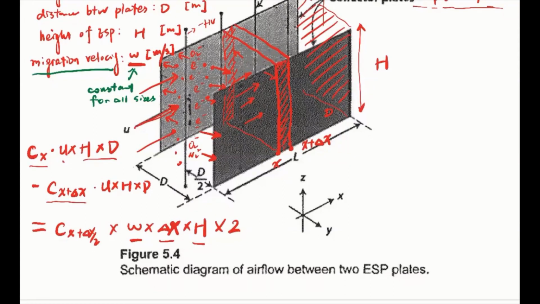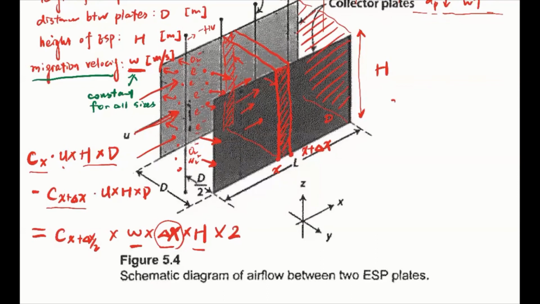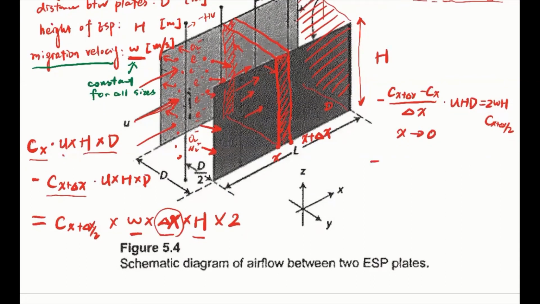So you can see later on how we can use the concept of limit to build a differential equation here. Let's make some rearrangement. We can move the delta x to the left-hand side. So that's going to be minus C(x plus delta x) minus C(x), divided by delta x, times UHD, equal to 2WH multiplied by C(x plus delta x) divided by 2. We just move delta x to the left-hand side, and we have this equation. Now let's take the limit of x going to 0. We're going to get basically dC/dx multiplied by UD equal to 2WC.